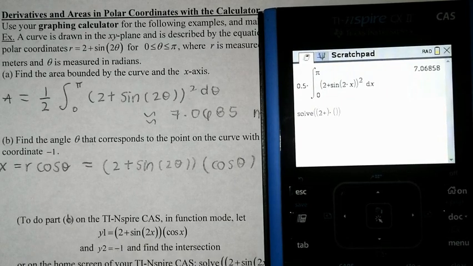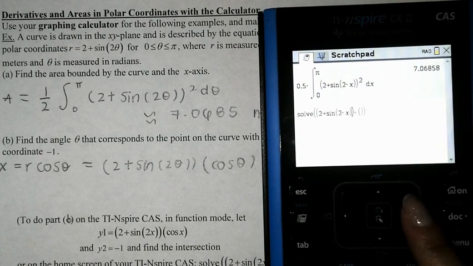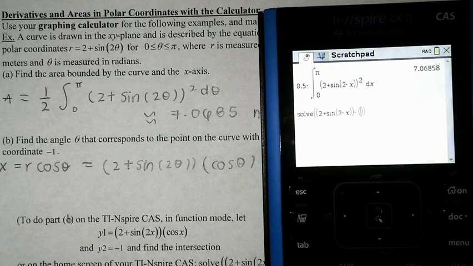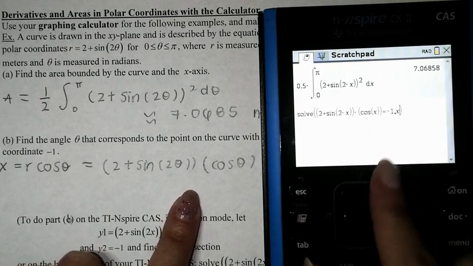2 plus, and then you have that it's going to be sine. The argument is 2x. Please remember that I'm going to replace the thetas for the x to make it easier. So you have cosine x. So you're going to equalize all this equation to -1. Comma x, because I'm telling the calculator to solve it for the variable x.